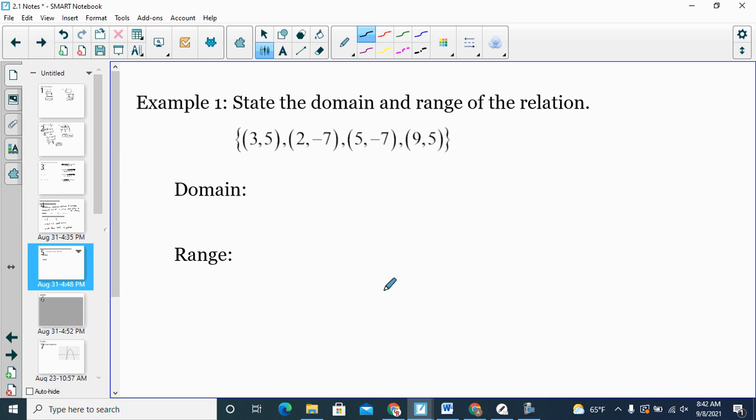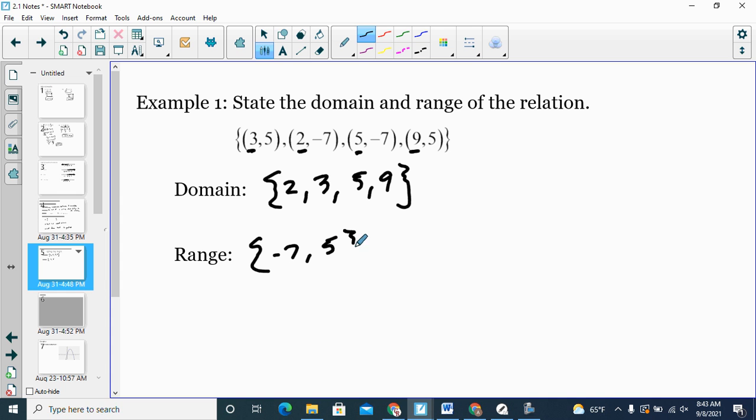So example 1 asks us to state the domain and range. Domain is the x's, so 3, 2, 5, and 9. We need to list them from least to greatest, so 2 comes first, and then 3, and then 5, and then 9. And then we close our curly brackets. Range is the y values. I've got -7, -7, 5, 5. But we don't list repeat ones. So -7, 5 is the range. Easy enough.